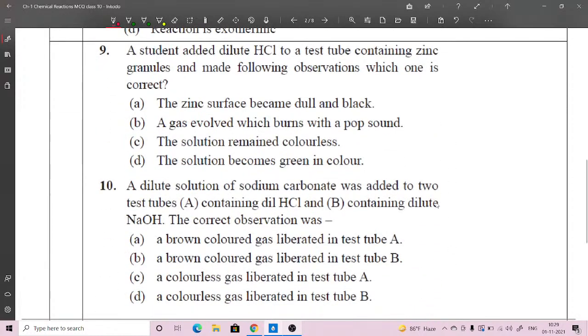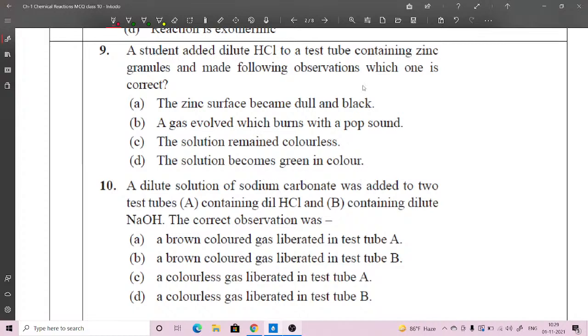Let's move on to question number 9. A student added dilute HCl to a test tube containing zinc granules and made the following observation. Which of the following is correct? The zinc surface becomes dull and black. A gas evolved which burns with a pop sound. The solution remains colorless. The solution becomes green in color.